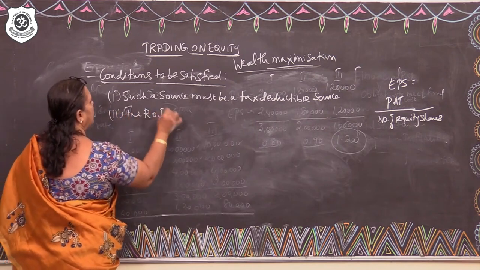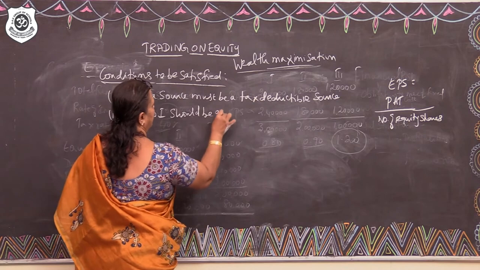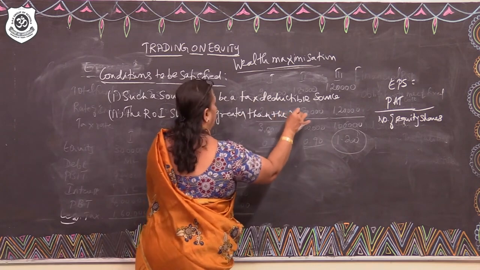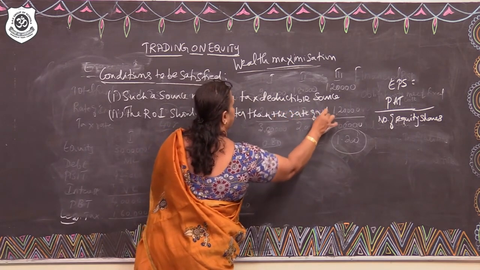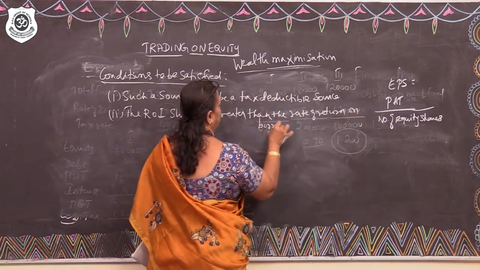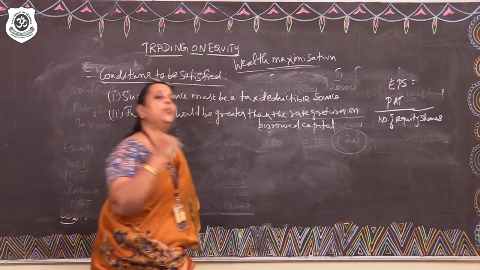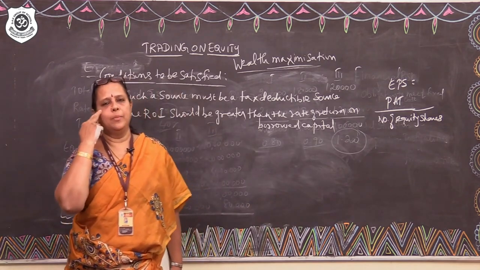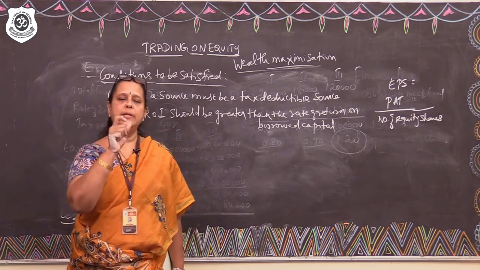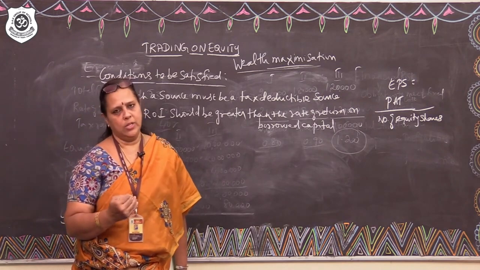The return on investment earned by the company should be greater than the rate of return on borrowed capital, which means the company's returns should be higher. The total profits earned by the company should be higher. Only then will the company be able to provide only a fixed return on investment to the borrowed capital and retain more profits for the equity shareholders.